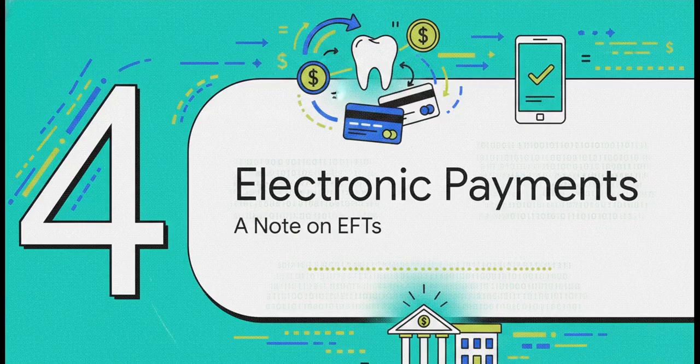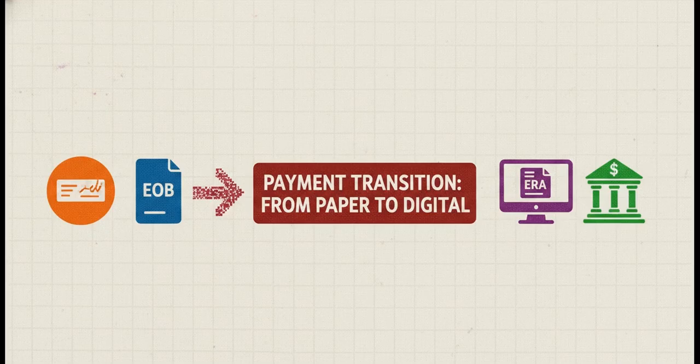All right, let's shift gears just for a second to a quick but really important topic. Let's talk about how a lot of this money actually shows up electronically. We're talking about EFTs. A lot of the time, you won't get a paper check in the mail. Instead, you'll see an EFT, an electronic funds transfer, pop up directly in our bank account.